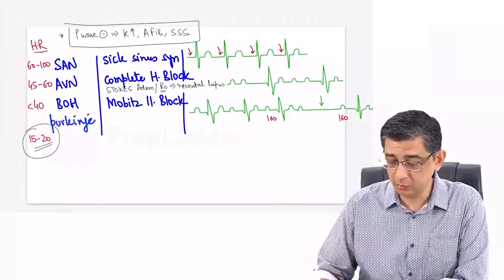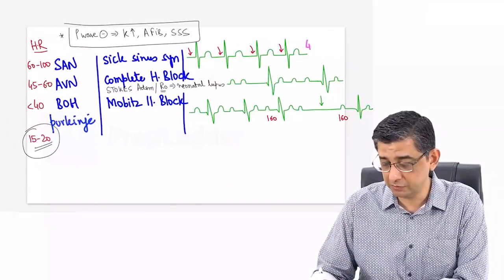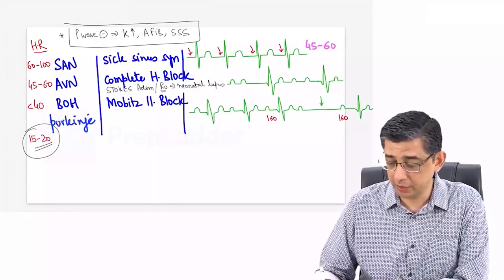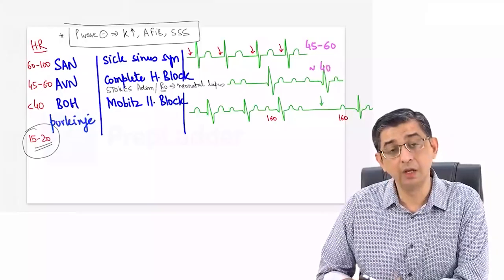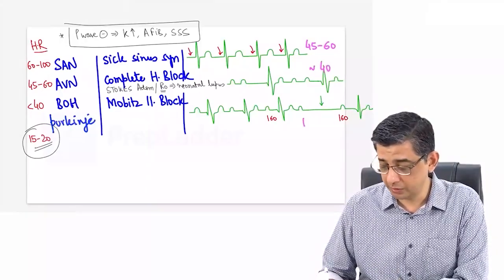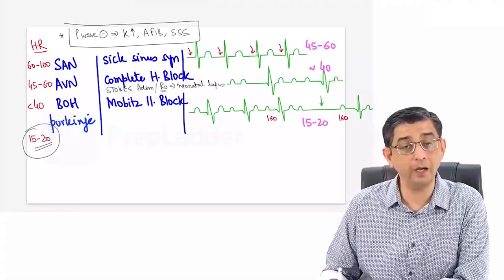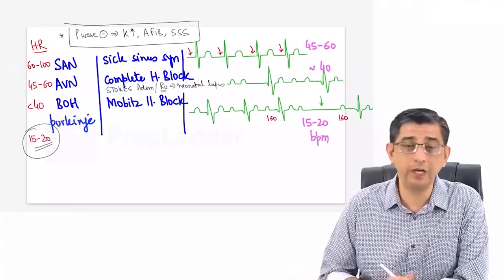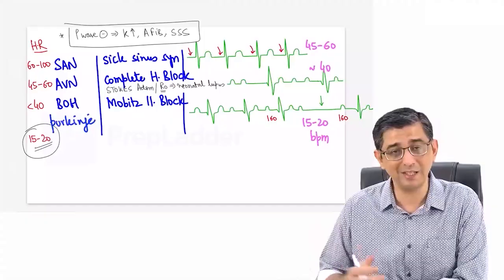In sick sinus syndrome, the maximum heart rate possible for a person will be 45 to 60. In a person with complete heart block, the heart rate can be maximum about 40 per minute. But in patients of Mobitz 2 heart block, the heart rate will suddenly dip. In this gap, you see, there would be a substantial gap, and the heart rate will decrease to only 15 to 20 beats per minute, which is going to be excessively low.